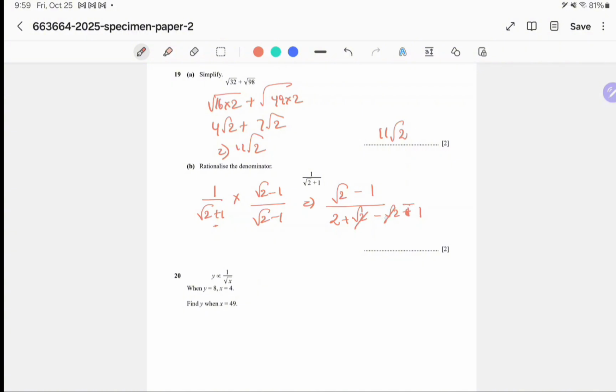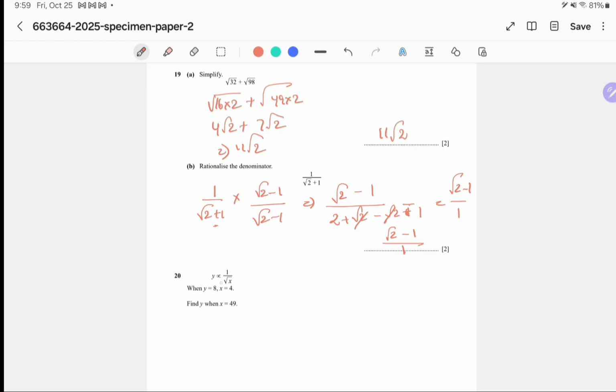So these two will get cancelled. 2 minus 1 is 1 at the bottom, and top root 2 minus 1. So the answer is root 2 minus 1 divided by 1. This is the meaning of rationalization of the denominator.